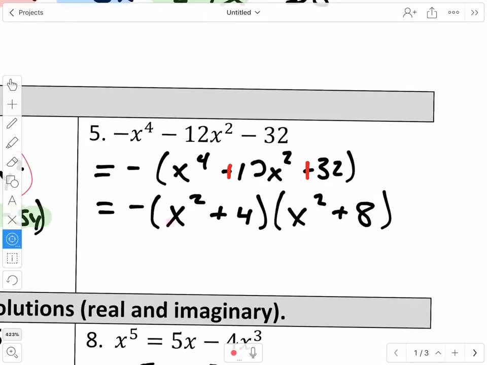Square root of x to the fourth is x squared. Two numbers that multiply to get 32 and add to get 12 are a plus 8 and a plus 4. These do not factor anymore. They're both binomials. Binomials can only factor in one of three ways. Difference of two squares, these are sums. Difference of two cubes, these are sums. Sum of two cubes, these are not cubes, so it doesn't factor anymore.